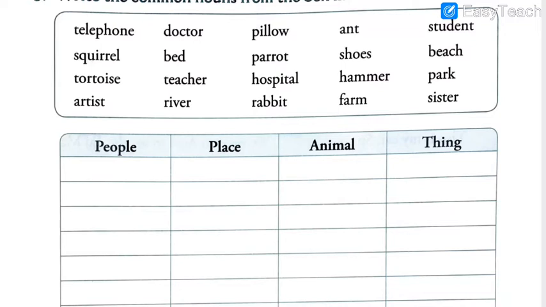It is not an animal. So can we say telephone is a thing? Yes, it is a thing which we use to call any of our relatives or any friends or anyone who lives far away from us. So we will write this telephone in the column of thing.